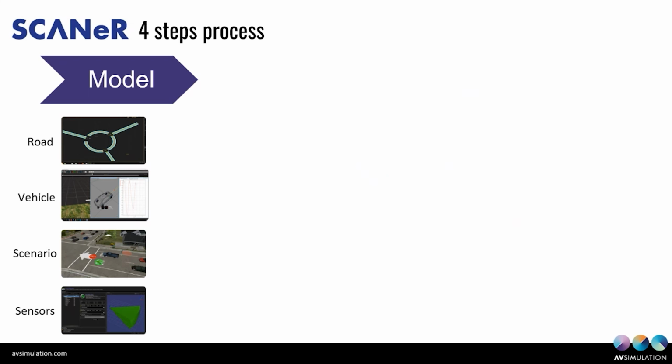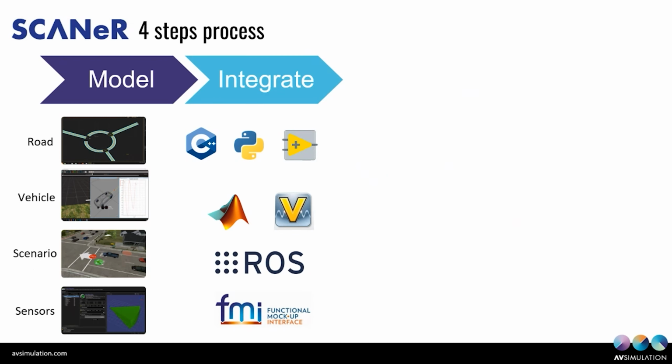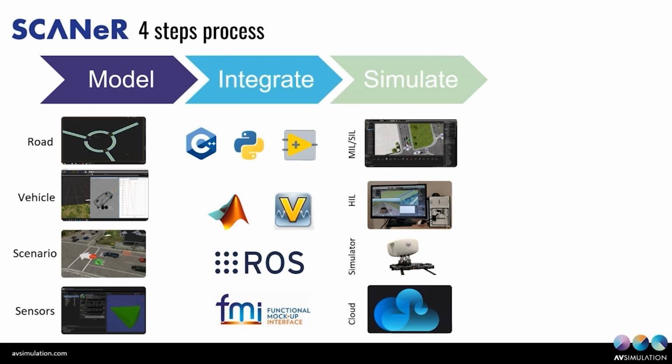And this is just to show you a quick process of how Scanner works. The first step is to have an accurate model in order to have an accurate simulation. So you will design the road model, the vehicle model, you can import it as well, the scenario, the sensors. And once you've done that, you may have some third party that you would want to integrate, like your ADAS algorithm in C++, in Simulink, I don't know. And the first step is to choose where you want to launch the simulation. So do you want to do it with model in the loop on a workstation or on the simulator or on the cloud? That's up to you. Scanner can support them all, and you can use the same scenario for all these use cases.